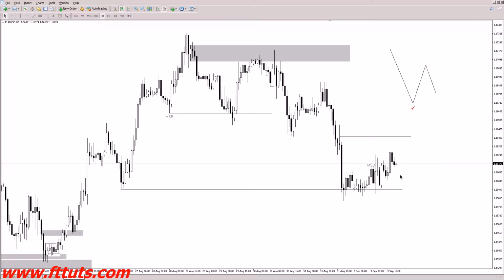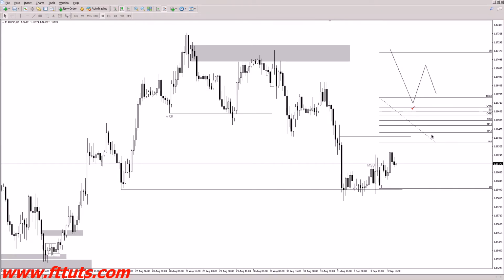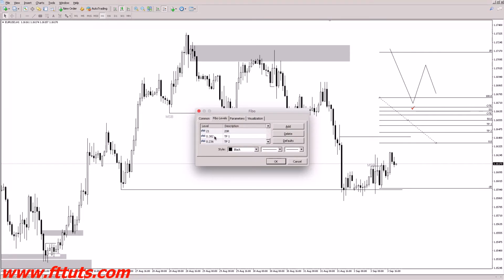But essentially all you're doing is just trading a bounce in price, and I'll show you the two levels you want to be using as well. So for the first TP, guys, you want to use the 0.382 level, right? And that is TP number 1, the most important one. And TP number 2 is 0.236.